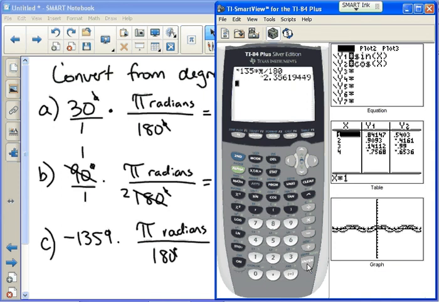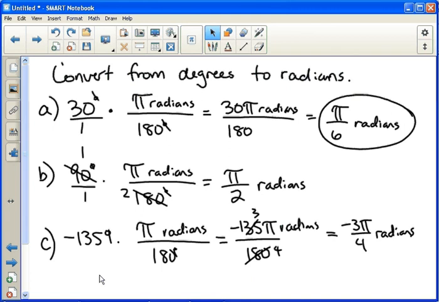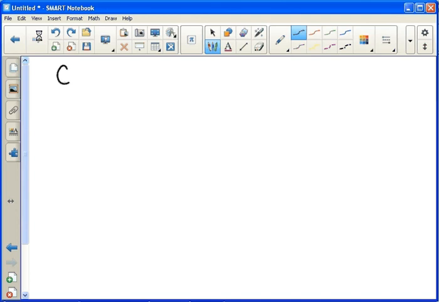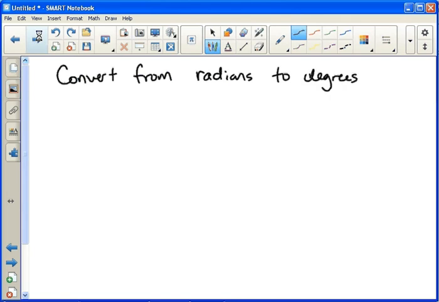Okay, now let's go the opposite direction. This was from degrees to radians. Now let's go from radians to degrees. Okay, so convert from radians to degrees. The first example we're going to do is pi over 3 radians.